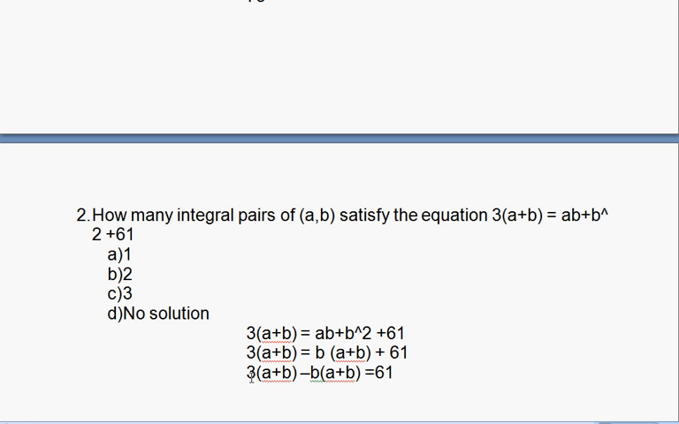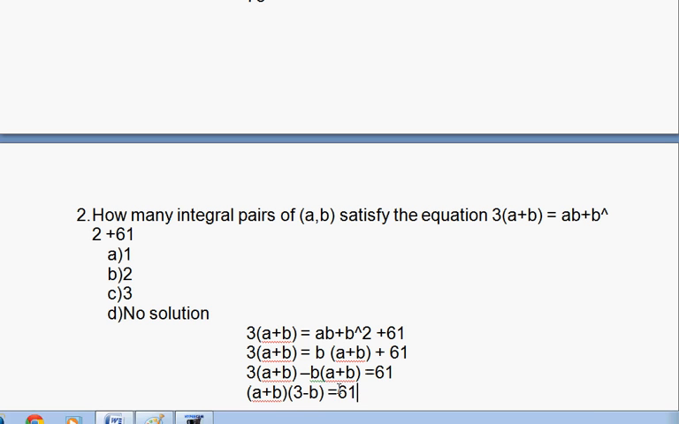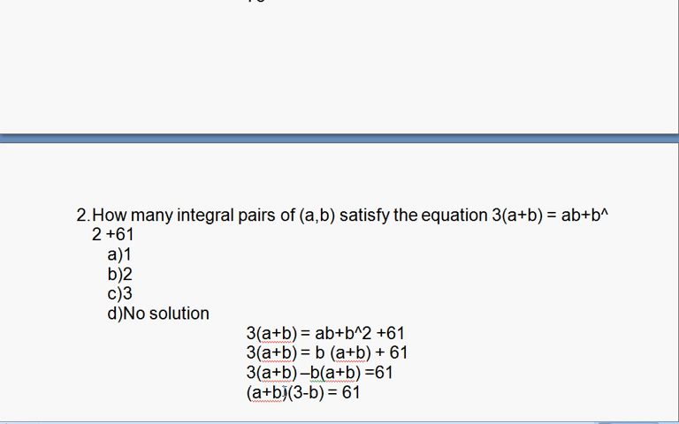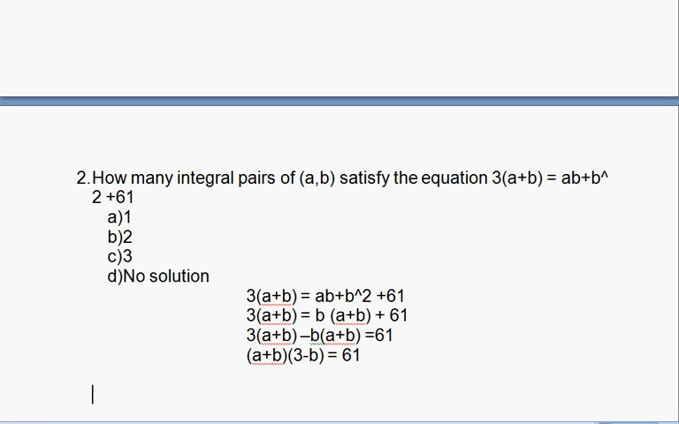Can we take A plus B common out of these two terms? Yes, we can. So let's take A plus B common, and what we are left with is 3 minus B, is equal to 61. Now we know that A and B are integers, so A plus B is also an integer, and 3 minus B is also an integer. So the product of two integers has to be 61. And if we have done our prime numbers very carefully, we know that 61 is prime.